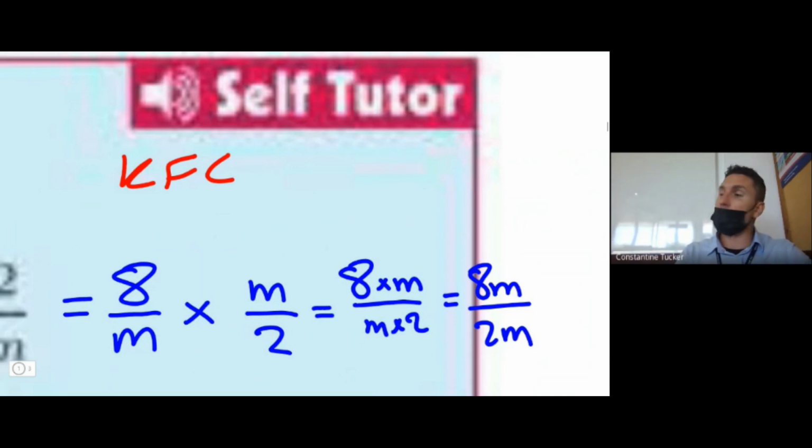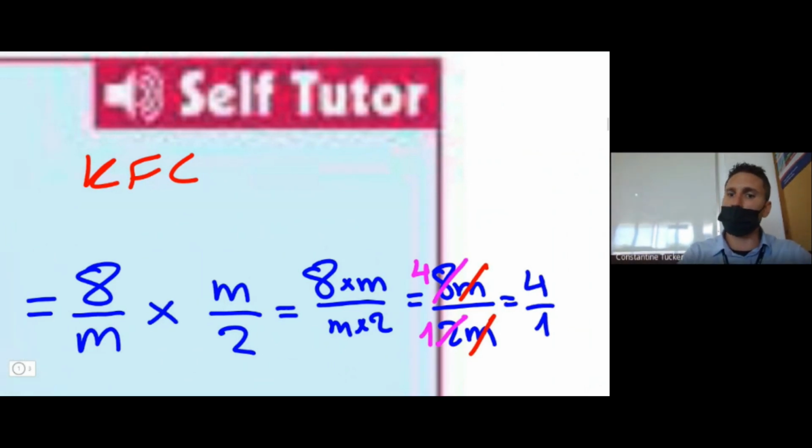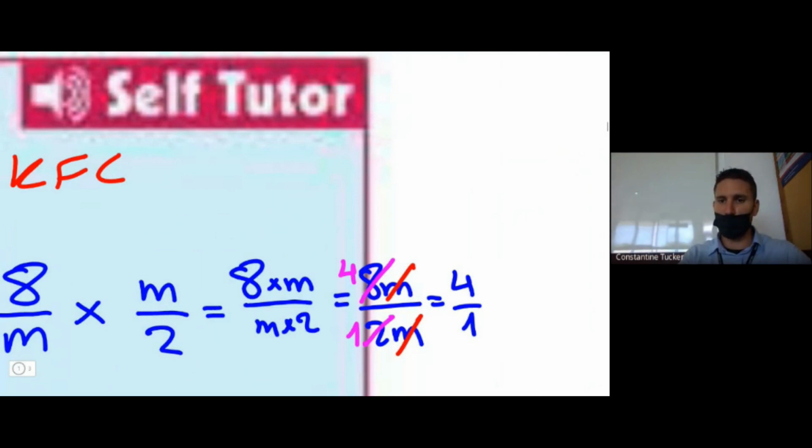Let's see. What about the m? Boom. We divide both by m, so the m cancels, right? Exactly. Now we divide these by 2, so we get 4 and 1. So this becomes 4 over 1. Is this fully simplified? Oh, exactly. Anything divided by 1 is just itself.